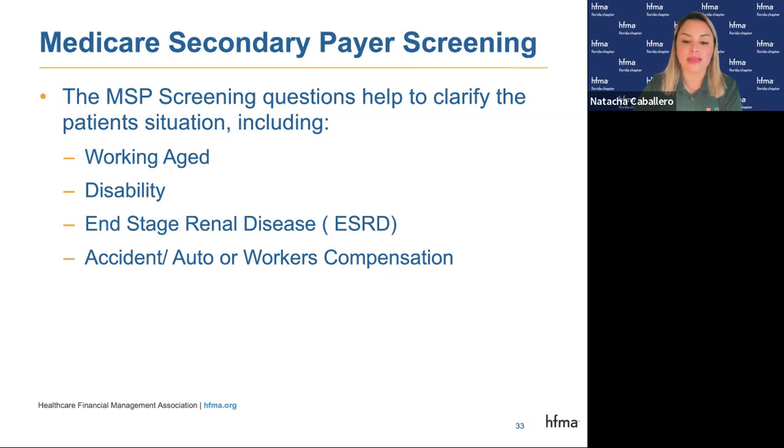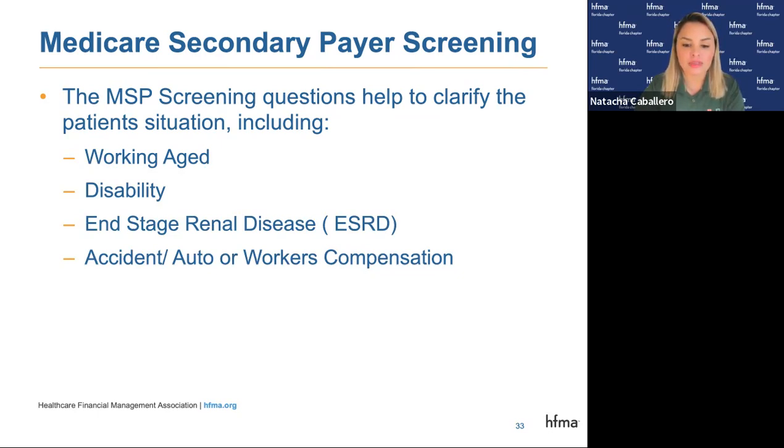This is another topic that is repeated in a few sections, so understanding the MSP rules would be very important. Anyone who has worked in a patient access area or department will tell you that patients don't really understand this process or these questions. So it's very important that when we're asking these questions, we allow the patients to answer them and do not assume what the answers may be.